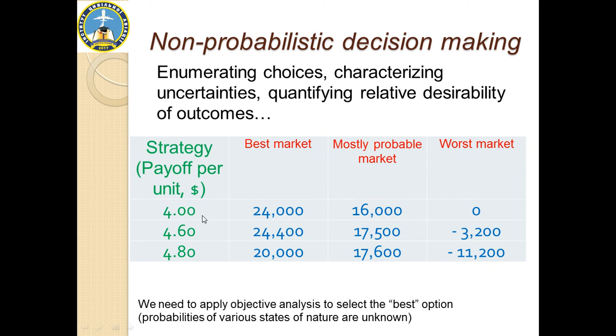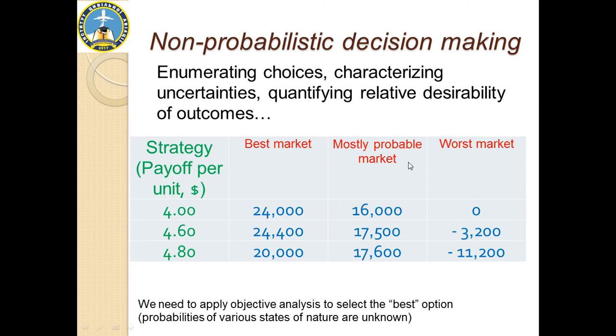So now we enumerate the choices. These are our choices, different pricing strategies of $4 per unit, $4.6 per unit, or $4.8 per unit. We can call this the first option, the second option, and the third option. So we enumerate choices. Now we characterize uncertainties. Our characterization of uncertainties includes best market expected for this product, mild market or most probable market expected for the product, and worst market or bad market expected for this particular product.